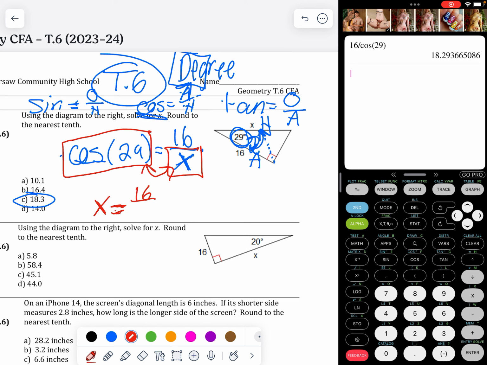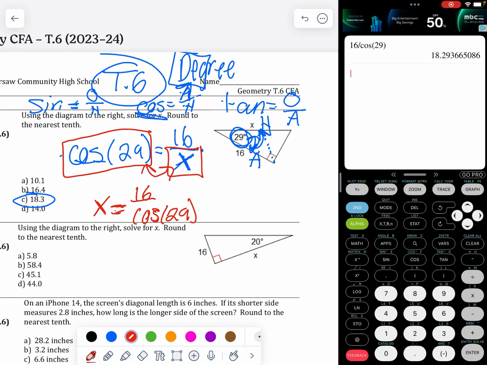16 stays in the numerator. Now cosine switches with the x. Again, that angle does not leave that cosine. That's exactly what we just put into our calculator. It's exactly what I had about a second ago. Same idea, just a little quicker method. Okay?